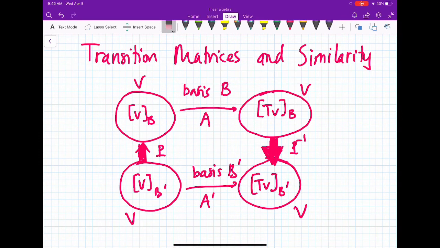Hello, in this video we study transition matrices and similarity. In my opinion, similarity is one of the most important properties in mathematics. Okay, so look at this picture.